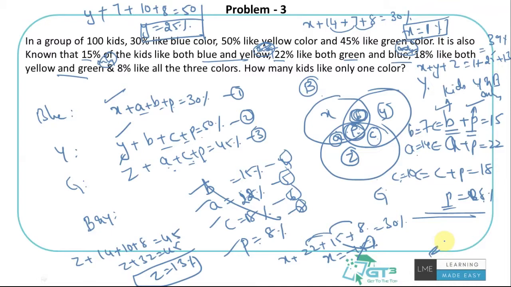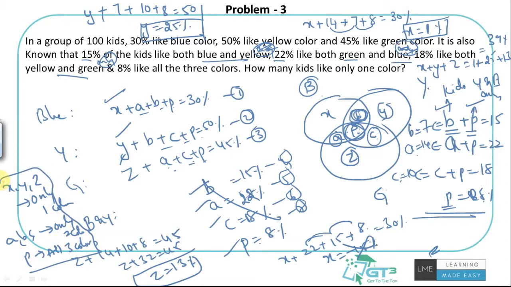It's simple once you get the hang of this application: 3 circles have 7 variables x, y, z, a, b, c, p. Just understand that x, y, z are only one color, a, b, c are only two colors liked, and p is all three colors. That is how you should have the 7 variables, and accordingly write the clues in the proper way and get the answer.